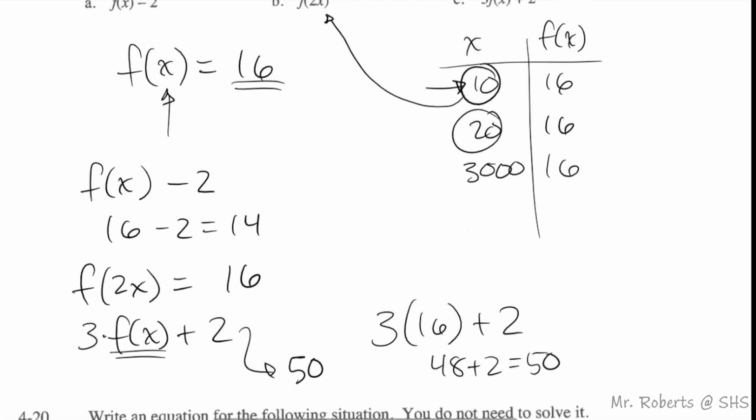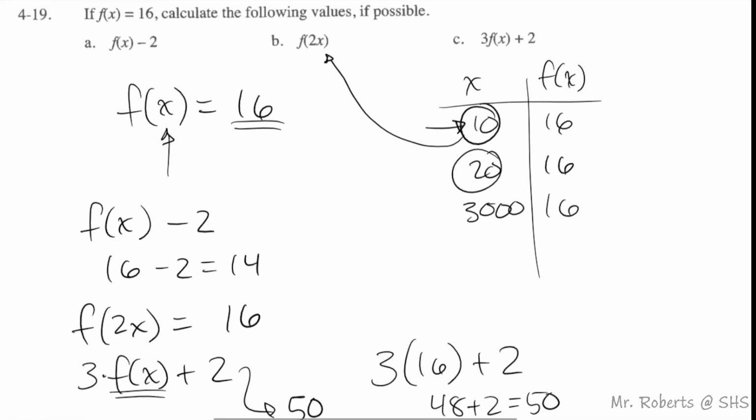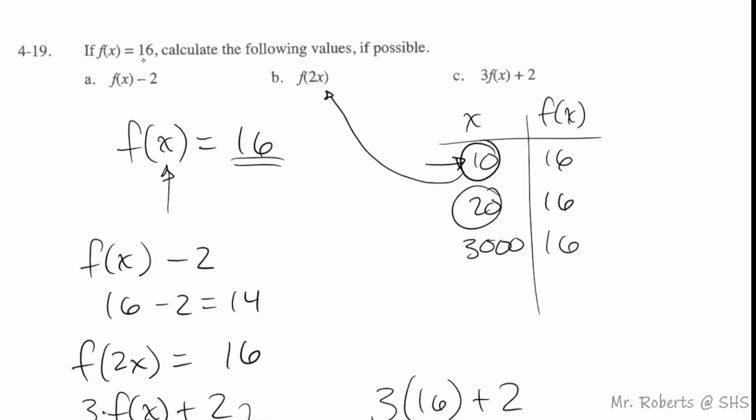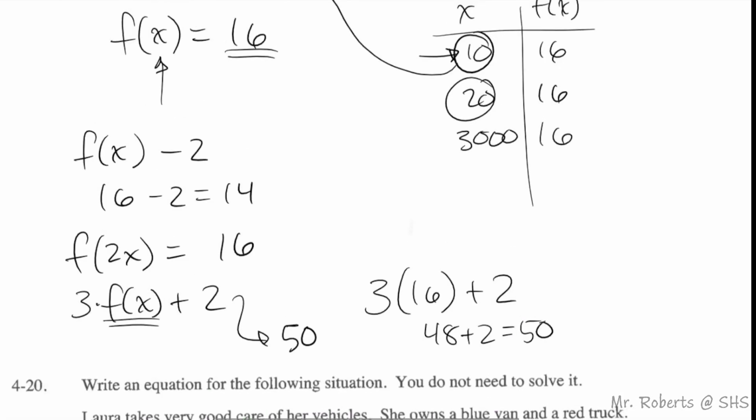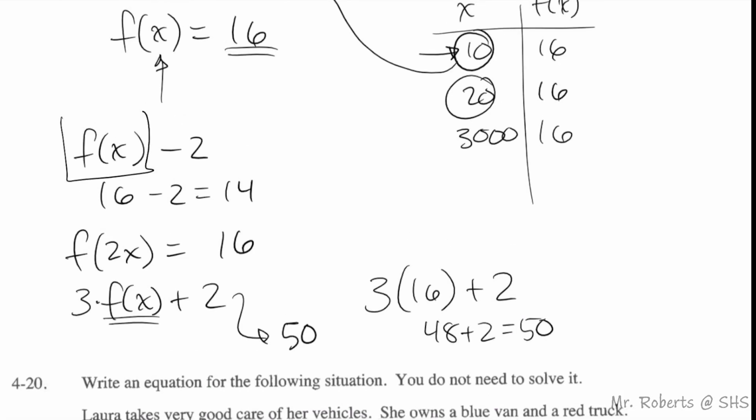So f of x was a little boring here because it doesn't matter what you give f of x. It's always going to give you back the number 16. So you can see in this problem, right, the output is decreased by 2. On this one, the input's doubled, but that doesn't have any effect on the output. And this one says, hey, once you know the output, triple it, right, 3 times the output, and then add 2 to that. And that's what we got, 50.